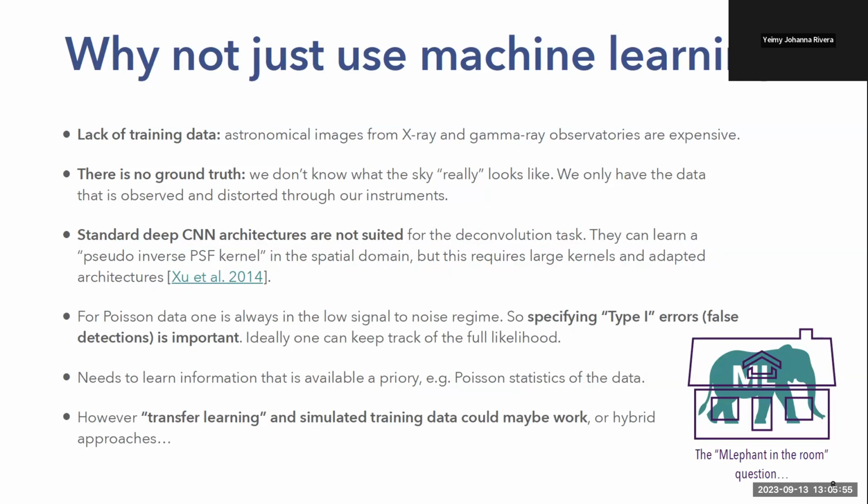There's also another technical detail. Machine learning would need to learn information that is actually available a priori. For example, the Poisson statistics of the data, we just know that it's distributed like this. So this doesn't need to be learned, it can just be put inside. However, there are approaches that employ transfer learning, training a neural network on simulated training data. This has been shown to work for very specific source classes like galaxies, but also not really in the Poisson regime.